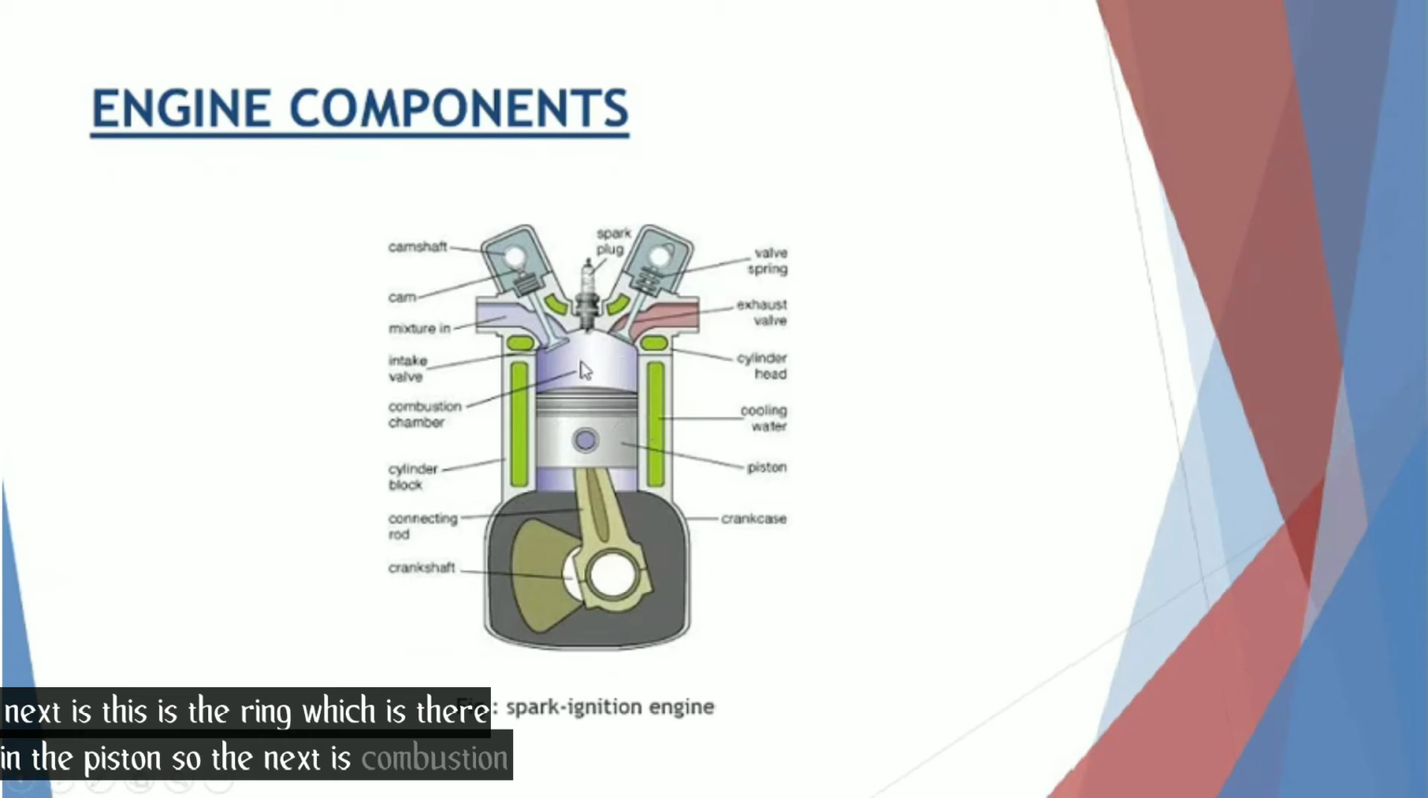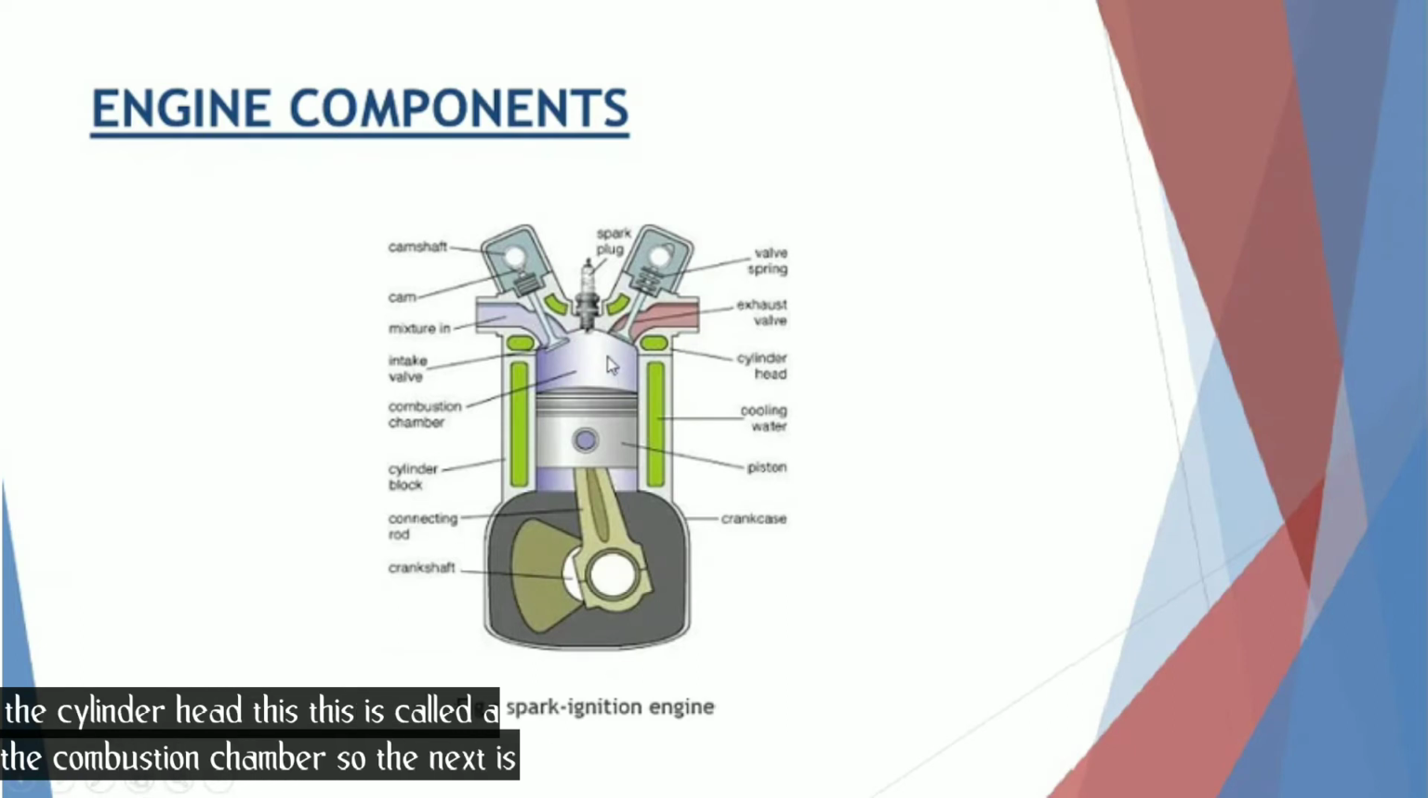So the next is the combustion chamber. This place is called the combustion chamber. The space enclosed in the upper part of the cylinder by the cylinder head and the piston top during the combustion process is called the combustion chamber. So from the piston top to the cylinder head, this is called the combustion chamber.